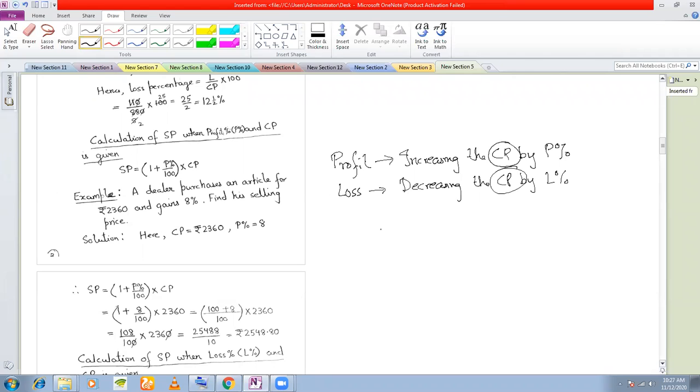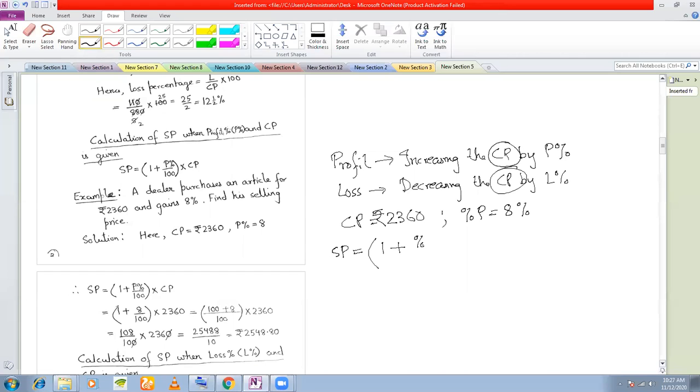Look at this. For example, a dealer purchases an article for rupees 2360 and gains 8%. Dealer purchases, so here in this case we see what is the cost price of the dealer here, 2360. So we have got the cost price, and he gains 8%. Find his selling price. What is the gain percent given here? Percentage p is given to be 8%. So what should be his selling price? As I told you, we get the selling price only if we increase the cost price by the profit percentage.